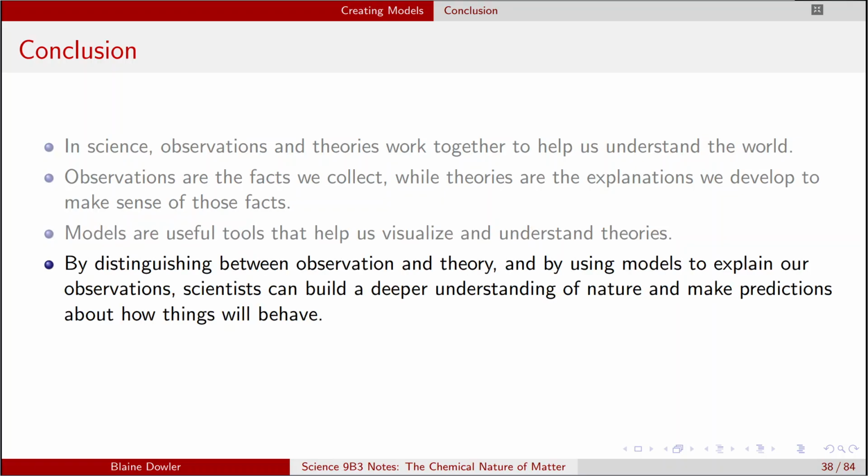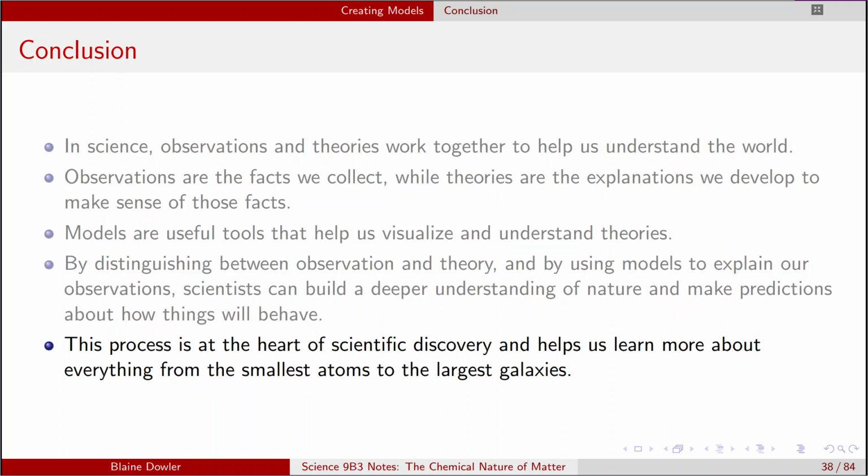By distinguishing between an observation and theory, and by using models to explain our observations, scientists can build a deeper understanding of nature and make predictions about how things will behave. This process is at the heart of scientific discovery and helps us learn more about everything from the smallest atoms to the largest galaxies.